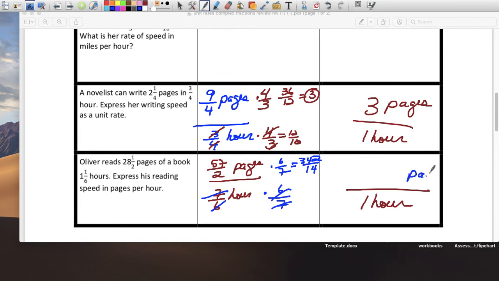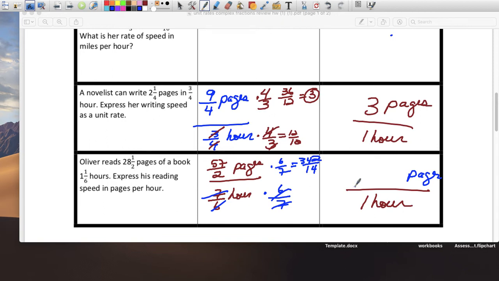So in now 1 hour, he can read all that. Let's simplify that to a mixed number. I'm going to put that over here. So 342 divided by 14 equals 24.